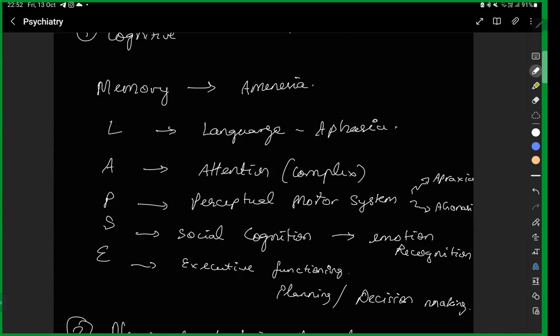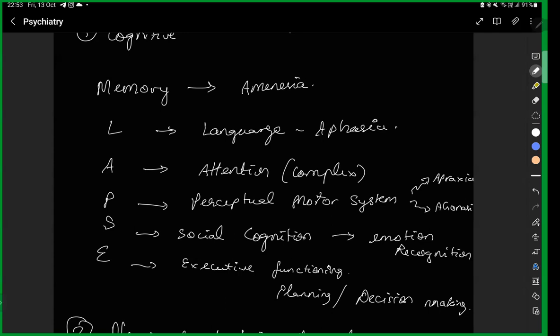What is there in cognitive impairment? Memory lapse. M stands for amnesia, memory problem. L stands for language impairment, aphasia. A stands for attention deficit. P stands for perceptual motor system problem: apraxia, agnosia. What is apraxia? Apraxia means fine motor problem. What is agnosia? Identification of objects. What does the second E stand for? Emotional, social cognition, emotion recognition. And E stands for executive functioning, planning and decision making.